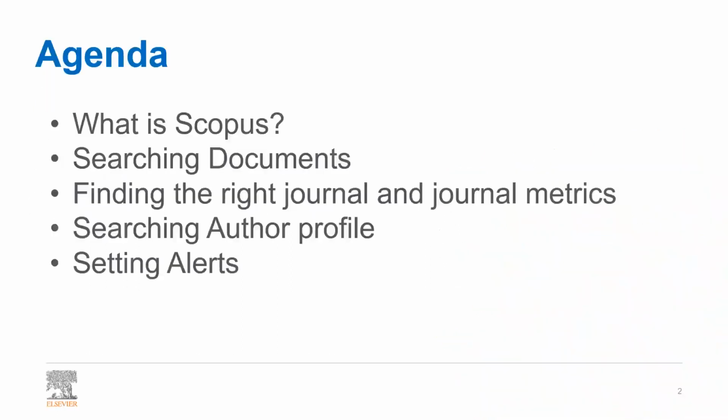And here is the agenda today. We will cover the below topics. We will start with what kind of database Scopus is, and then we will introduce how to search documents to find the latest and important research in your field. And then we will move to how to find the right journals related to your subject areas and how to measure journal impact from journal metrics. And then we will tell you how to evaluate an author's impact and how to find the relevant research. And last, we will tell you how to set up alerts for your authors or journals or important research.